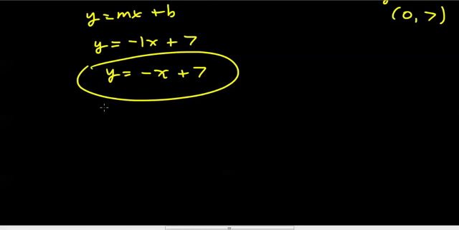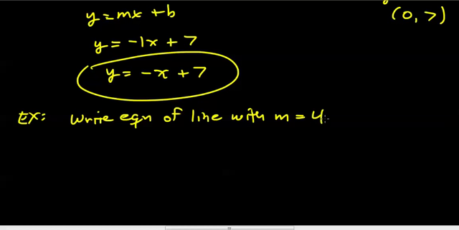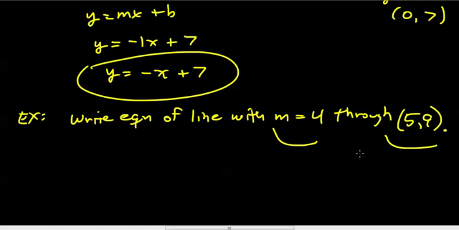Alright, so not much to that. Let's try another one here. Example. A little more involved. Again, write equation of line with a slope of positive 4 and through the point 5, comma 9. Alright, so we know the slope, but we don't know the y-intercept. This is not the y-intercept. If it was the y-intercept, the x-coordinate would be 0. Remember, to be on the y-axis, your x-coordinate must be 0, right?